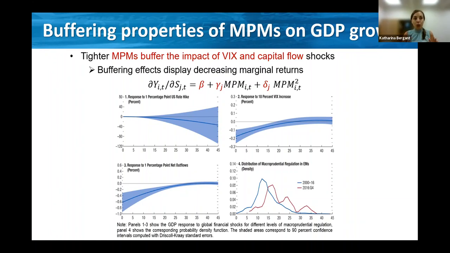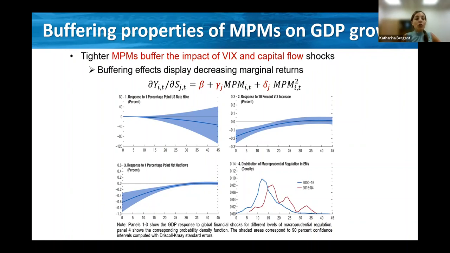Maybe it's good to illustrate an example. Look at graph 2, which is the top right graph, which is the response to a 10% VIX increase. So if you look at this graph on the very left side, you can see that at very low levels of macroprudential regulation, a 10% increase in the VIX has a significant negative effect on GDP growth. However, as you move further to the right, to countries with a higher macroprudential stance, you can see that the effect of the VIX on domestic GDP growth becomes insignificant.